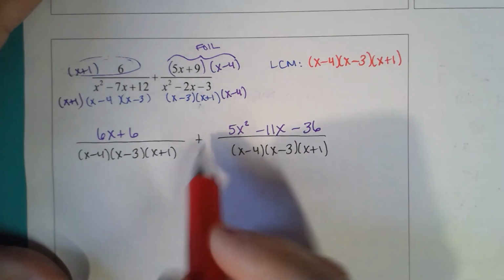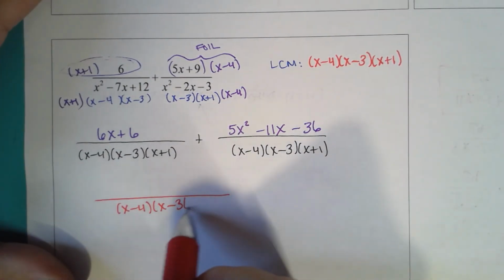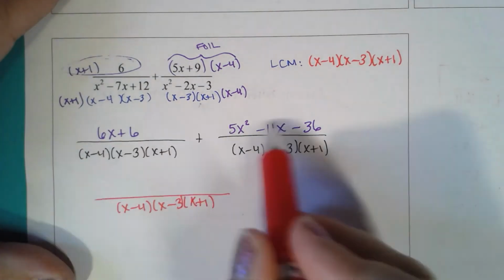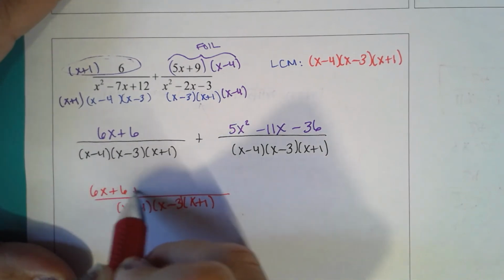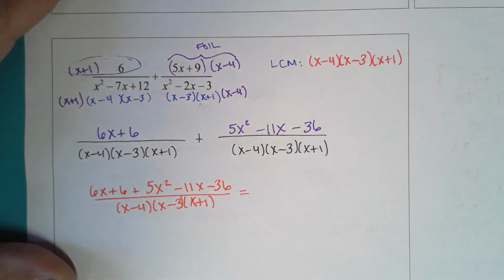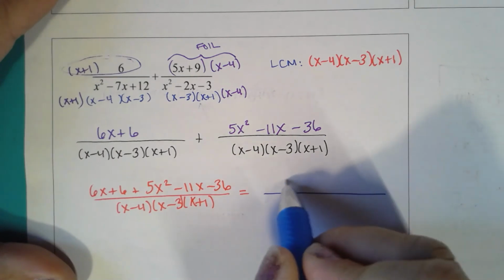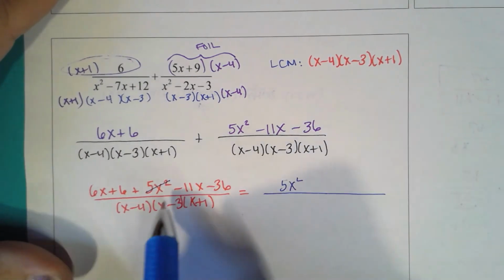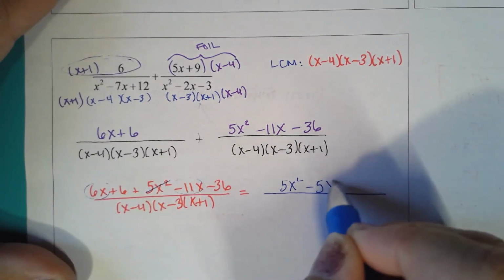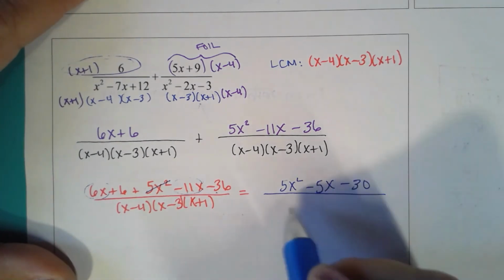All right, we are adding these fractions. So I'm just going to add across. So I have 6x plus 6 plus 5x squared minus 11x minus 36. Let's combine some like terms. I'm going to put it in standard form as I go. So I have a 5x squared. When I combine my x's, I'm going to be left with negative 5x, and a 6 and a negative 36 gives me a negative 30.